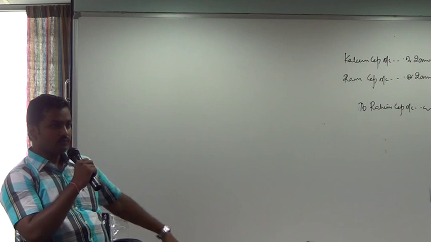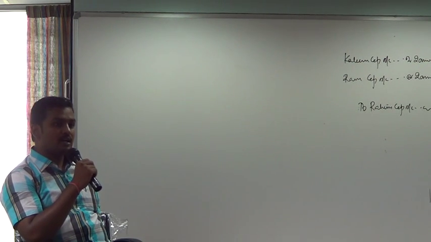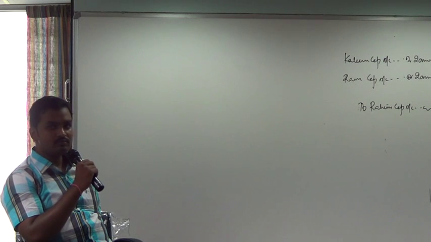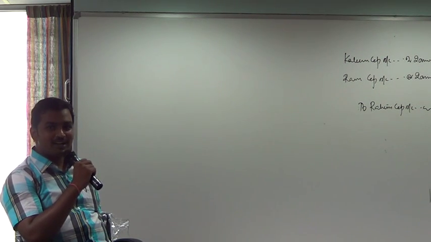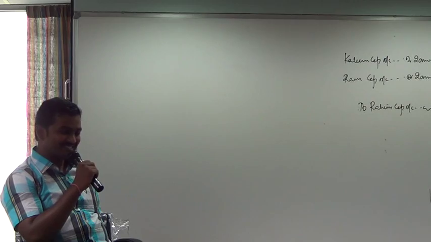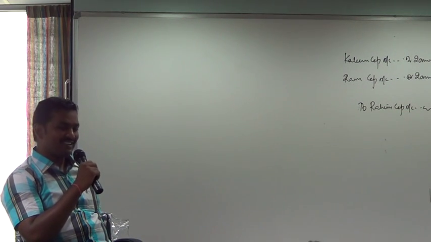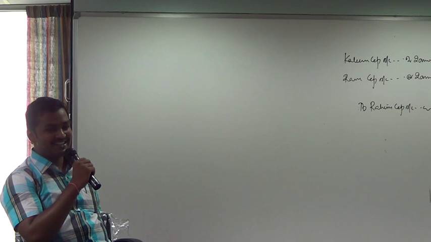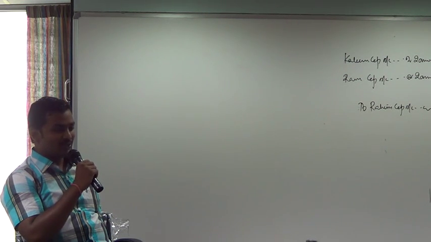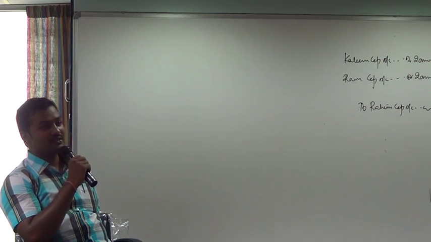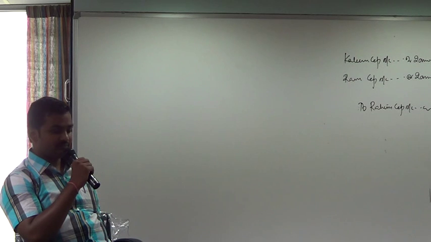Write the entry. Karim capital account debit 60,000, to Ram capital account credit 20,000, to Rahim capital account credit 40,000.